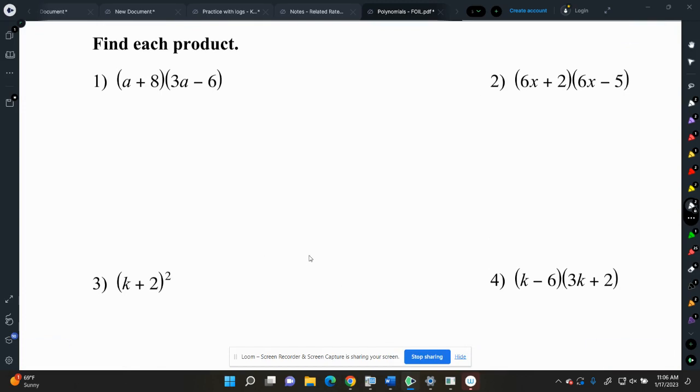All right, so let's see. Annabella, you do it a different way. I want to do it specifically FOIL. So Wyatt, tell me what to do here. You're gonna multiply A by 3A.